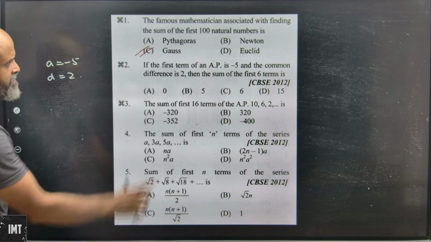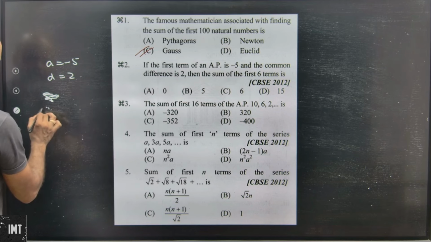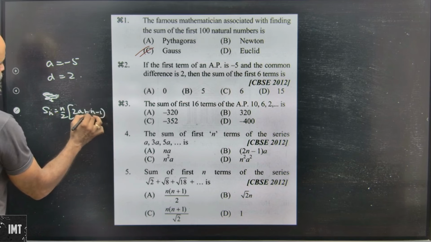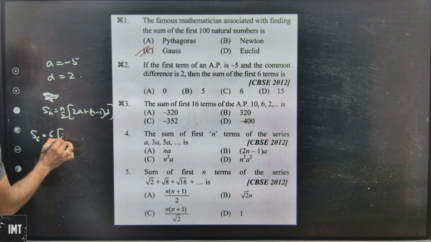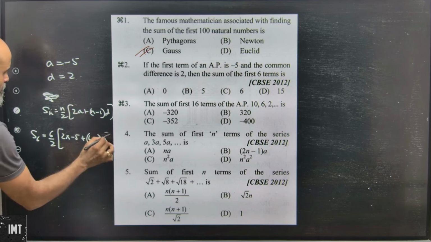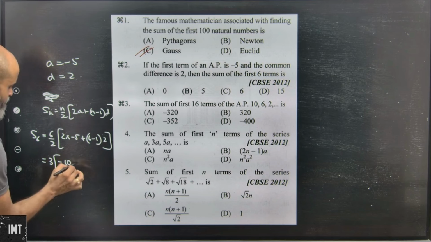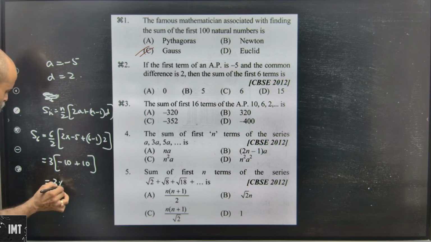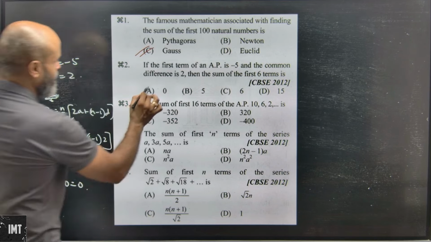then the sum of first 6 terms, S6. So Sn we know is n by 2 into 2a plus n minus 1 into d. So here I have to find S6. That will be 6 by 2, 2 into minus 5, plus 6 minus 1 into d, that is 2. So that is going to be 3, minus 10 plus 5 into 2, that is 10, so minus 10 plus 10 is 0. So 3 into 0 gives you 0. The sum of the first 6 terms here will be 0.